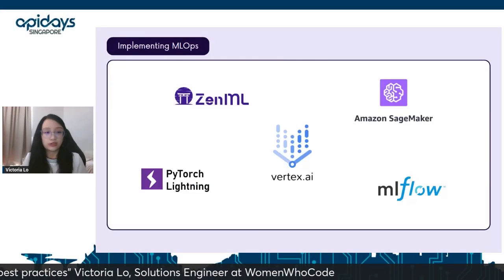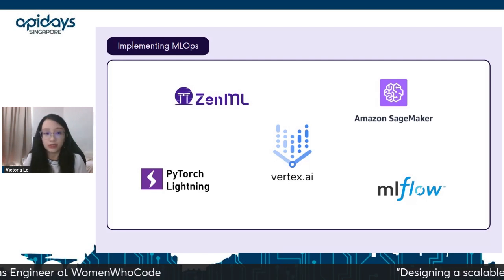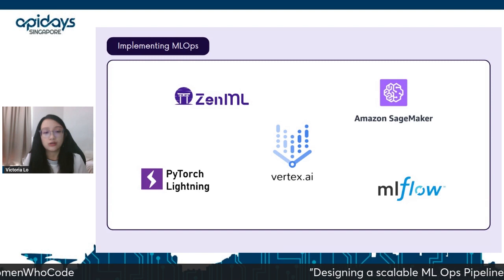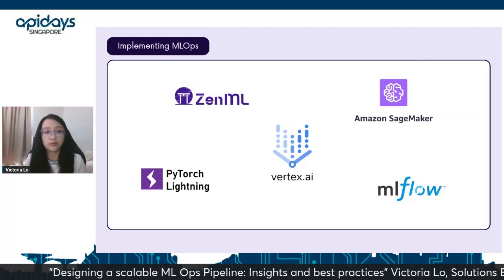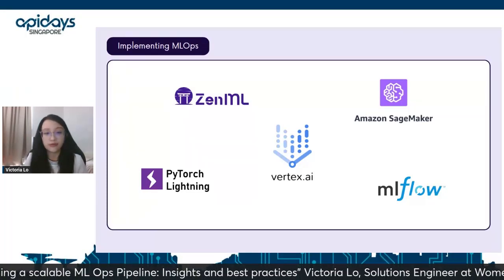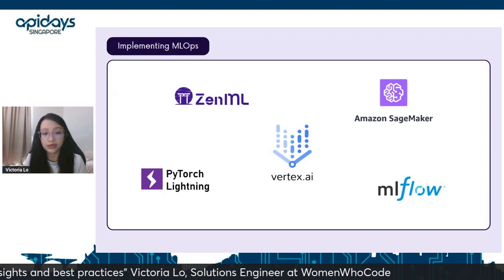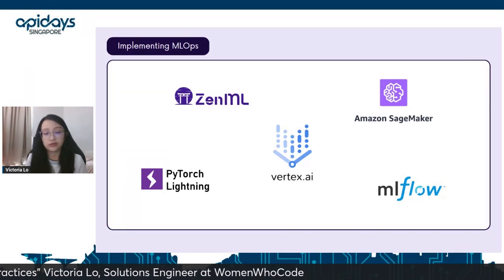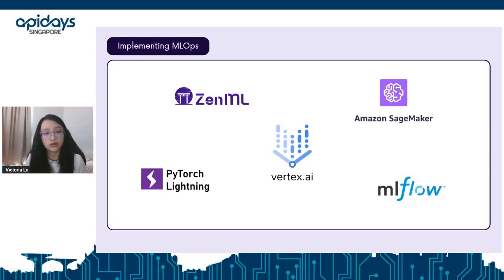So luckily for us, when we're thinking about how to implement all these pipelines, it sounds really overwhelming at this point, I'm sure. Luckily for us, there are already tools built to solve this problem and help you spin up these ML ops pipelines pretty fast. These are some of the tools that are available right now. It is quite a niche area, but it is definitely growing because of AI.